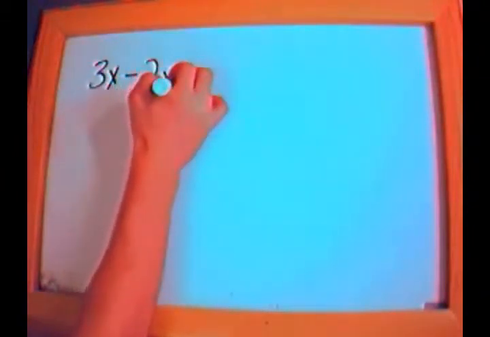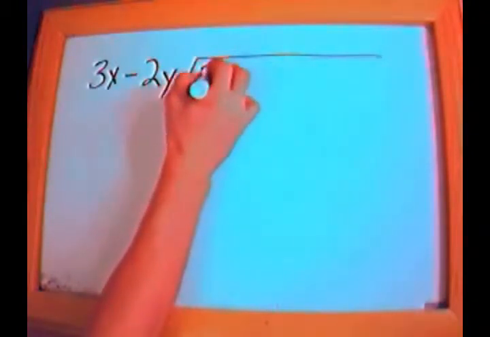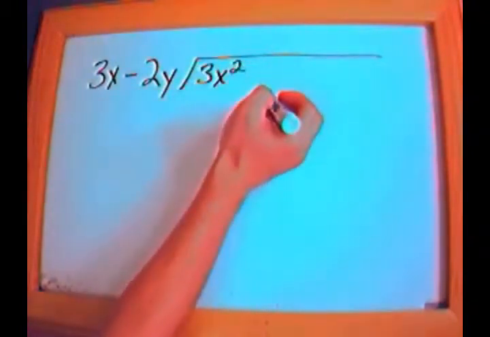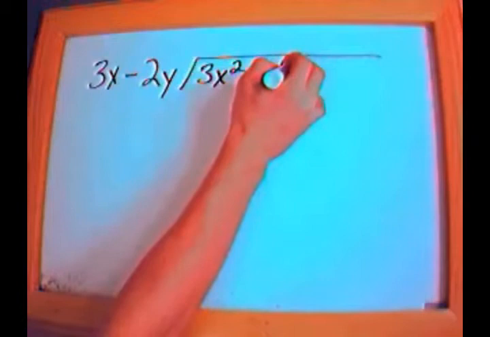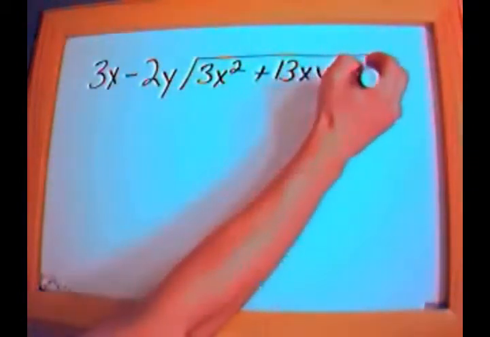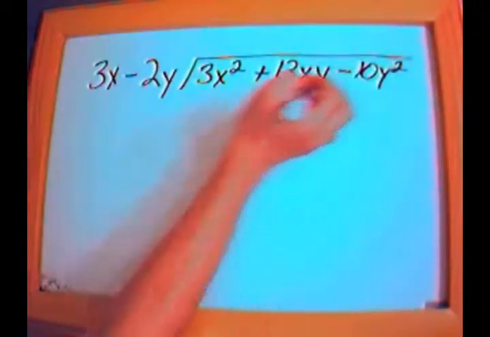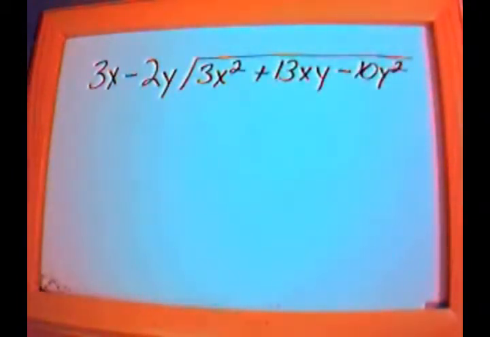So let's say I had something that looked kind of like 3x minus 2y divided into 3x squared plus 13x times y minus 10y squared, like that.